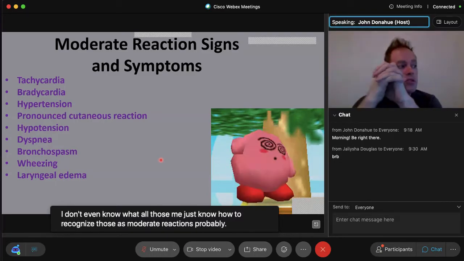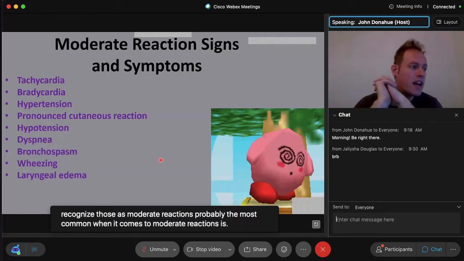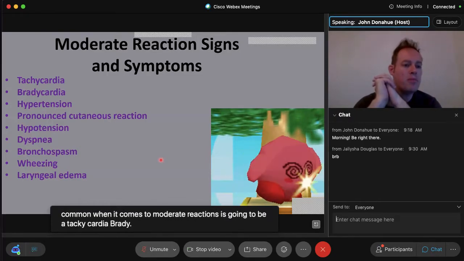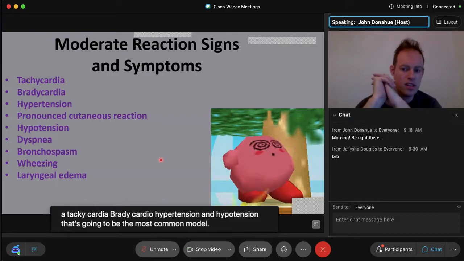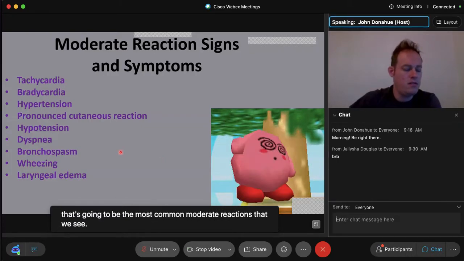Probably the most common when it comes to moderate reactions is going to be tachycardia, bradycardia, hypertension, and hypotension. That's going to be the most common moderate reactions that we see.